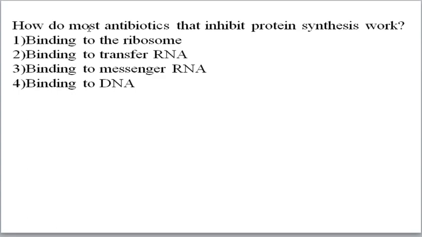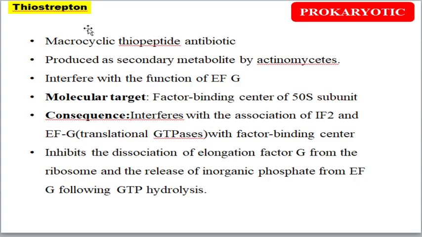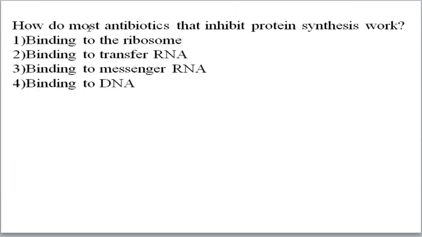Next, so currently we have discussed all the important antibiotics that act as translation inhibitors. Now I'll refer to the questions that have been asked in previous year question papers with respect to DBT, GATE and CSIR examinations. How do most antibiotics that inhibit protein synthesis work? Whether they are binding to the ribosome, or whether they are binding to tRNA, or whether they are binding to messenger RNA, or whether they are binding to DNA. So definitely DNA is a wrong option because in translation DNA has no role, and messenger RNA no, tRNA no.